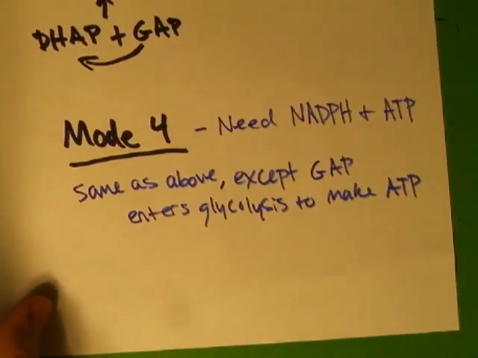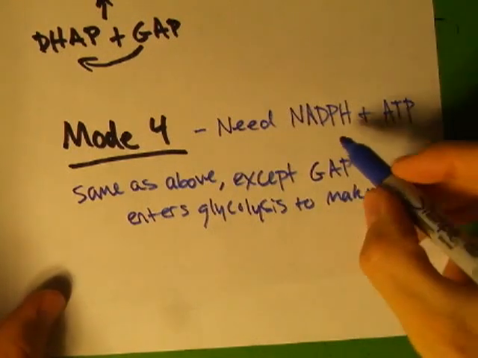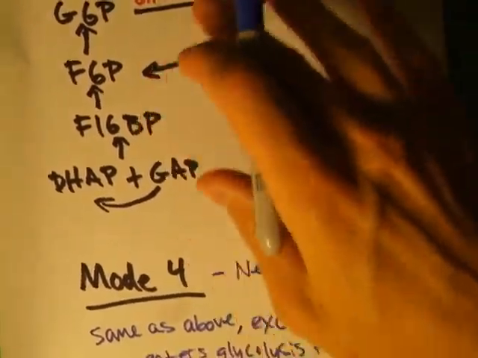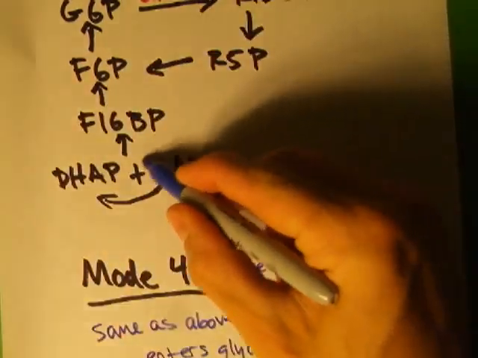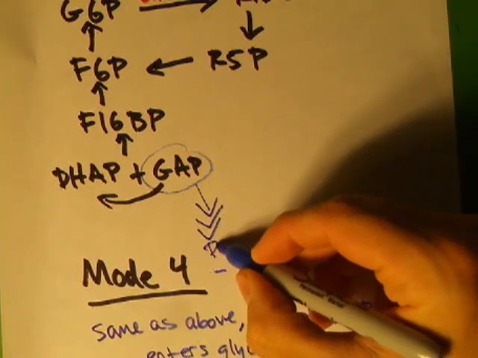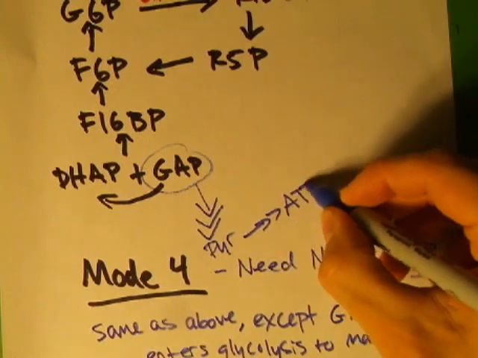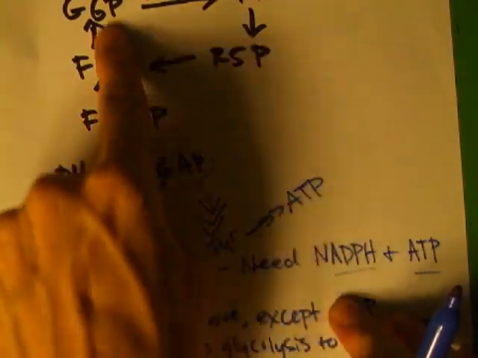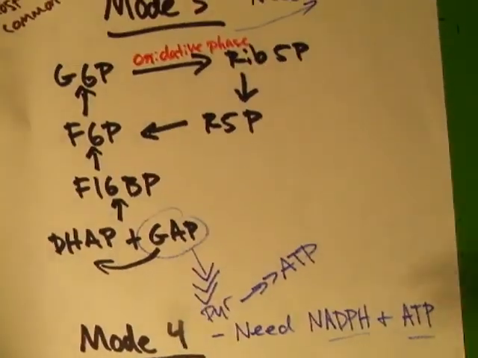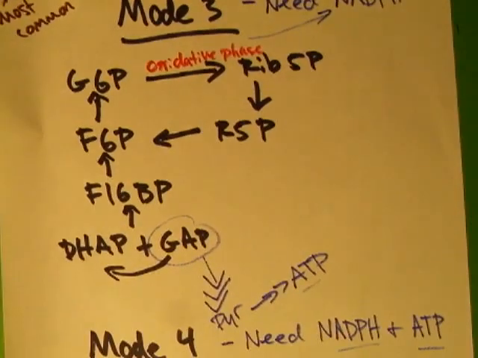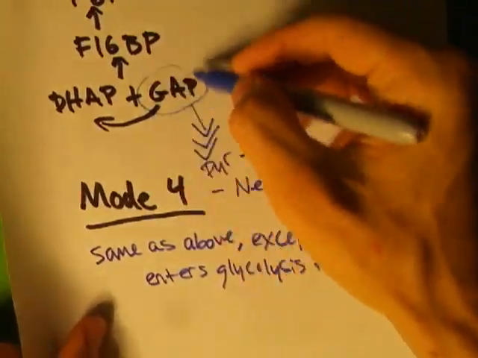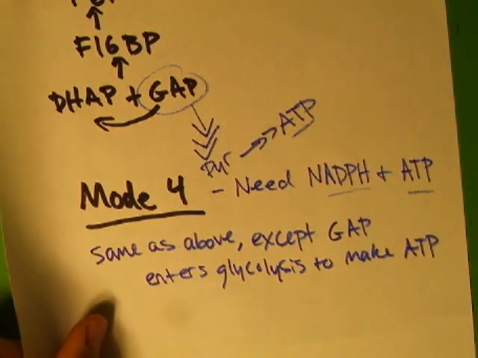Mode 4 is exactly the same, except for one slight difference. So you need NADPH and ATP. So if we were going to turn this into mode 4, everything would stay the same except this GAP goes through glycolysis, and eventually you get pyruvate, and eventually you get ATP. So rather than the GAP going back up, the same thing is happening, except some of the GAP comes down to turn into ATP, so you get a balance of ATP and NADPH. So no need to relearn mode 4. If you know mode 3, just circle GAP, draw an arrow down, and know that you get ATP out of it.